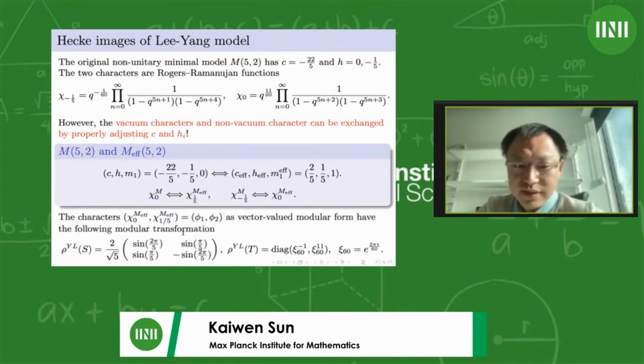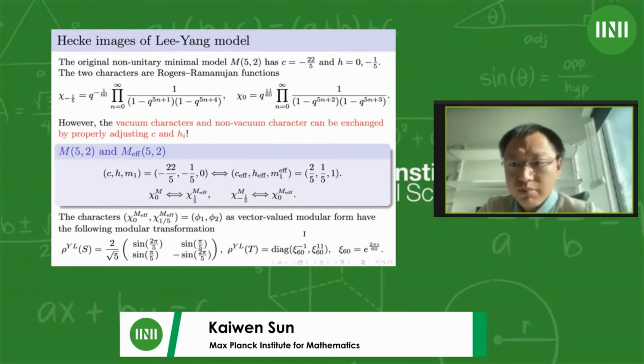Then we can say that the vacuum character of the original minimal model becomes the non-vacuum character of the effective Lee-Yang model. Similar for the other character. For the effective Lee-Yang model, as I said, the central charge is 2/5, and the two characters are still these two, and they have this modular transformation with this S matrix and this T matrix as a vector valued modular form of weight 0.